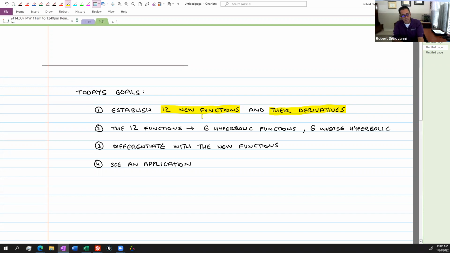So the 12 functions we're going to deal with are first the 6 what we call hyperbolic functions. We establish these 6 hyperbolic functions, and then we establish their inverses, and then each of those have derivatives. Each of the 6 hyperbolic functions have derivatives, and each of the 6 hyperbolic inverse functions have derivatives. And once we complete that, we will have all the functions we need to proceed on through calculus.